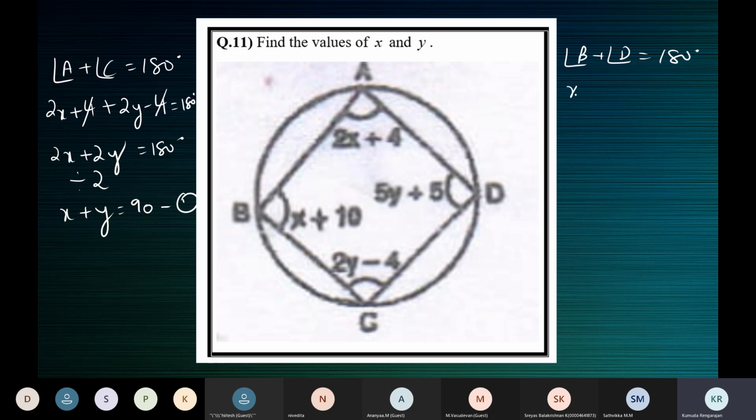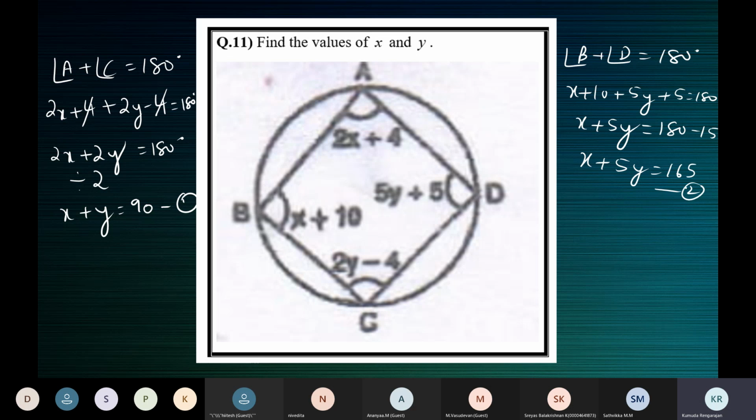So angle B is x plus 10. Angle D is 5y plus 5. So x plus 5y plus 10 plus 5, which is 15, is equal to 180, so x plus 5y is equal to 180 minus 15, which is 165. So these are the two equations. Like in polynomials, solve these two equations and find the values of x and y.